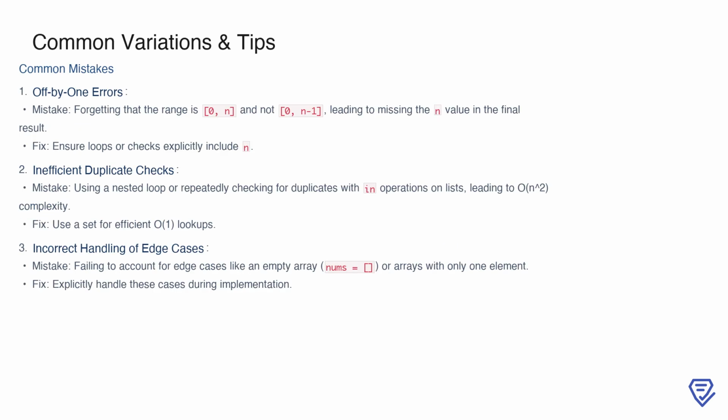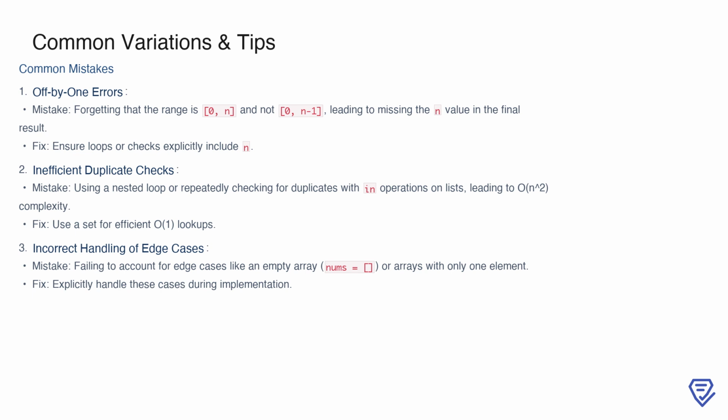When tackling the missing number problem, there are a few common mistakes to watch out for. One frequent issue is off by 1 errors. This happens when you forget that the range includes both 0 and n, not just 0 to n-1. If you miss the n value, your result will be incomplete. To avoid this, ensure your loops or checks explicitly account for n.